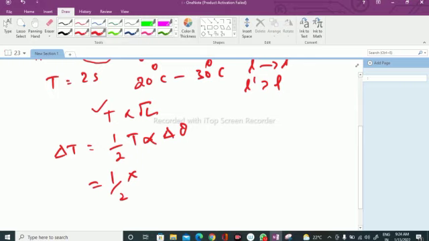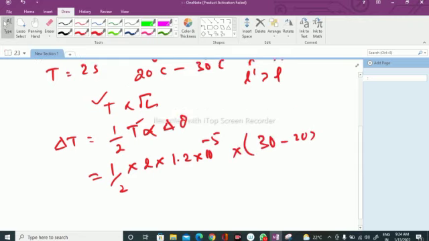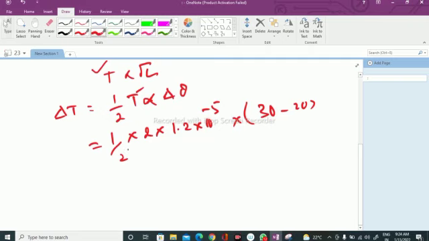Half into, what is this? 2 seconds, into alpha. Alpha value in the question is given as, just scroll up and see, 10 power minus 5, into delta theta, 30 minus 20. If you simplify this, you get 1.2 into 10 to the power of minus 4 seconds.